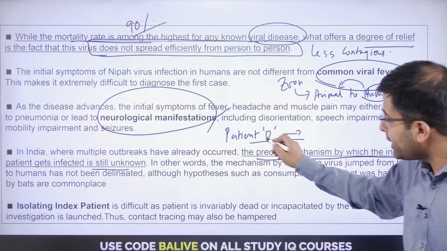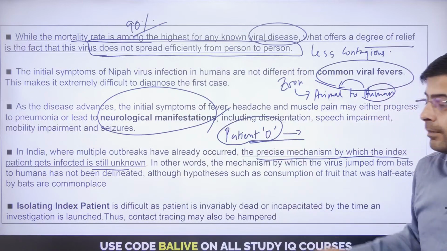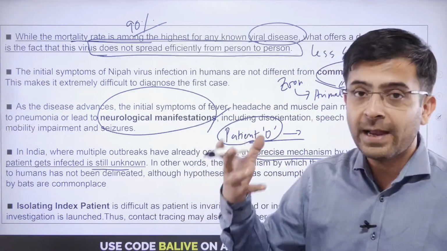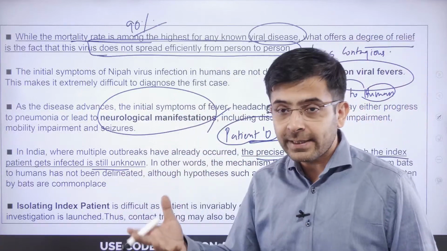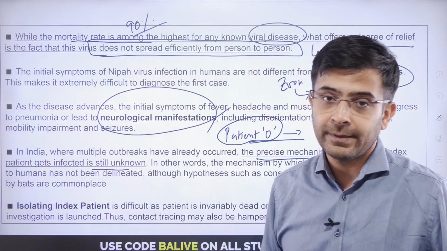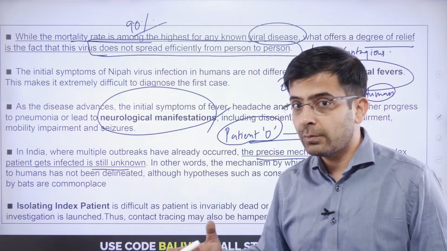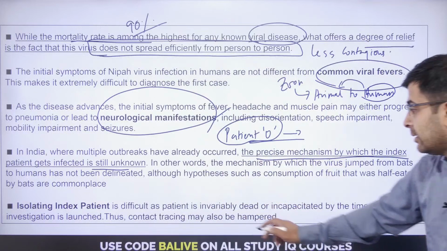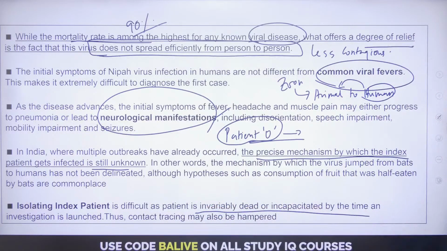Okay. So how are you going to isolate him? Because the mortality rate is high, by the time the person's situation deteriorates, the person is already dead. And so it's very difficult to isolate that particular patient. You see, the patient is invariably dead or incapacitated by the time investigation is launched.